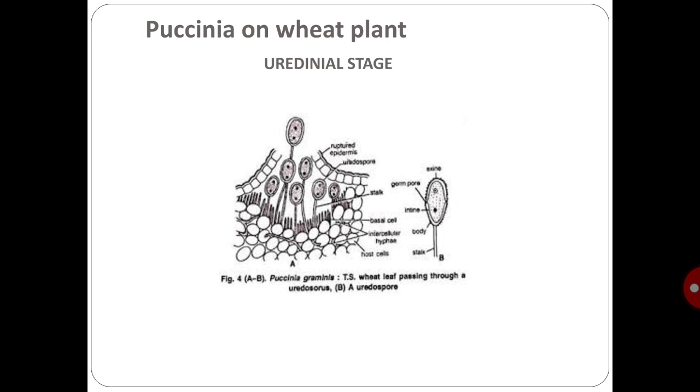Uredospores are developed only during the growing season of the wheat crop. As these uredospores are reddish brown in color, when they are present in the wheat plant, the symptoms on the plant parts appear reddish brown. At the end of the growing season, instead of uredospores, new spores are developed on the uredophores. They are called teleutospores.